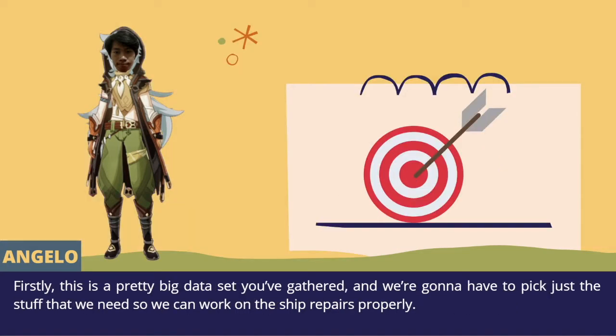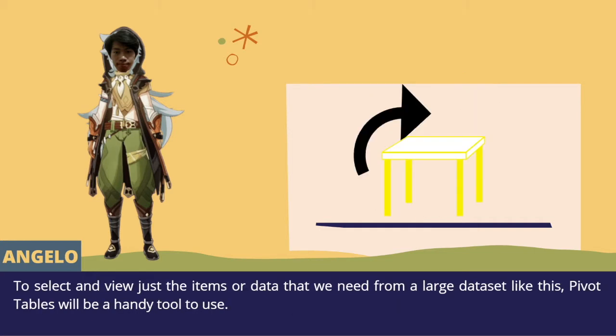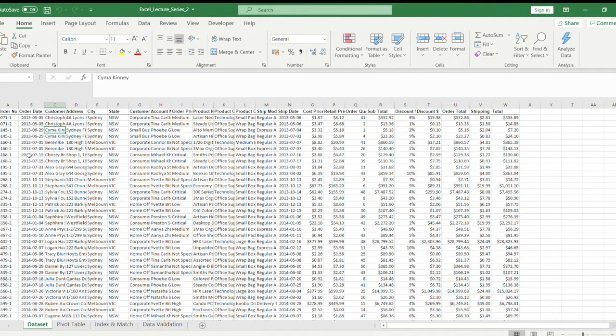Firstly, this is a pretty big dataset you've gathered, and we're going to have to pick just the right stuff that we need so we can work on the ship repairs properly. To select and view just the items or data that we need from a large dataset like this, pivot tables will be a handy tool to use. Hello! So today, we'll be talking about pivot tables. But first, let's check out this dataset.